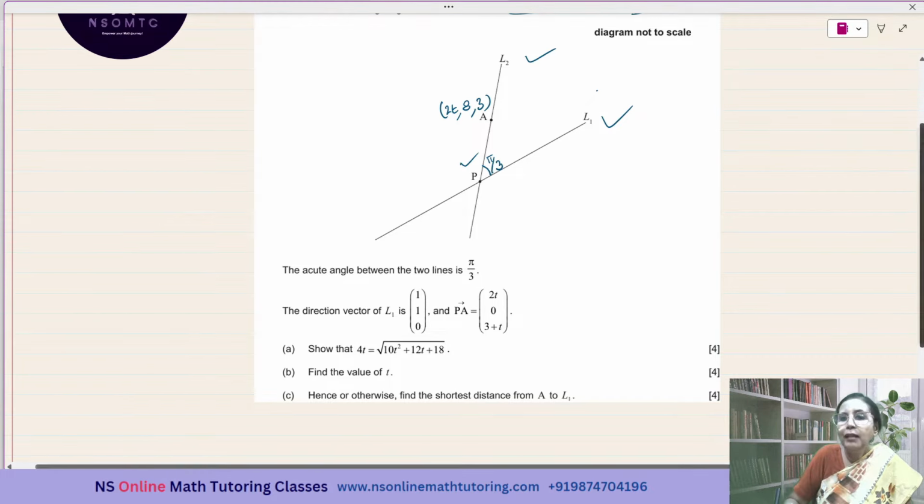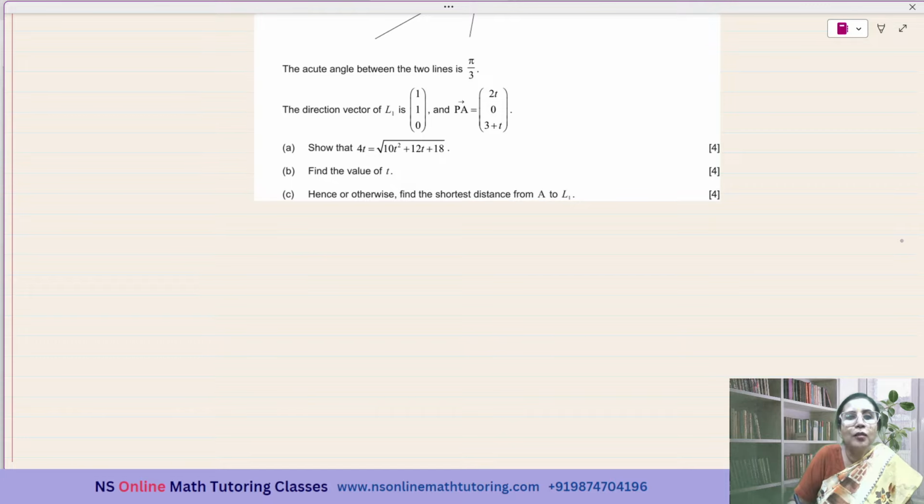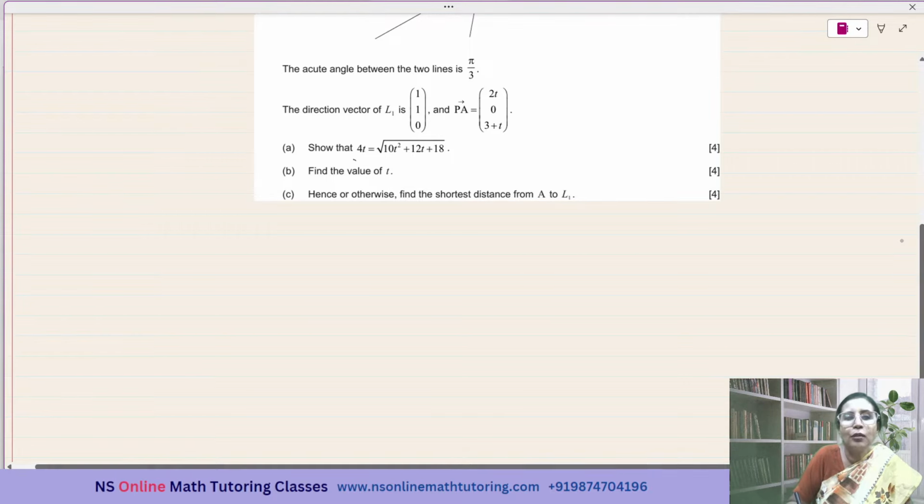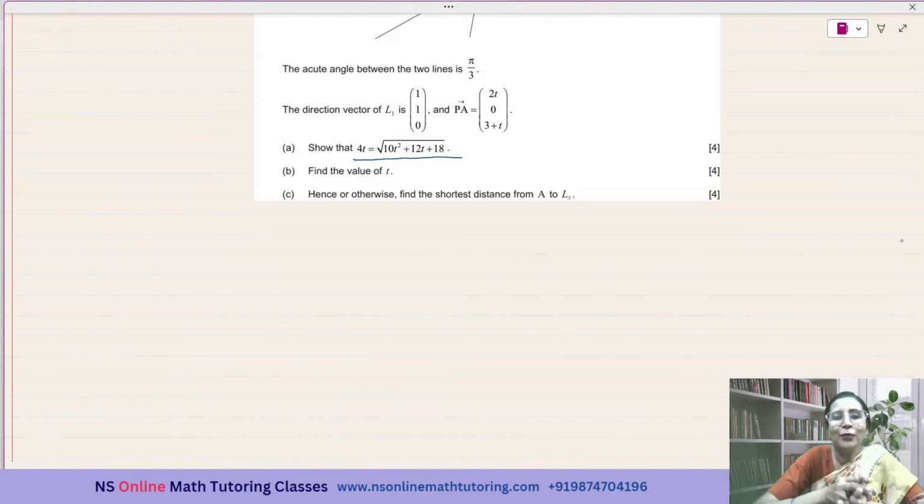The question says the direction vector of L1 is the column vector 1, 1, 0, and the PA vector is another column vector 2t, 0 and 3 plus t. Now coming to subpart A's question: show that 4t equals the square root of 10t squared plus 12t plus 18. Now this is where most of the students get stuck.